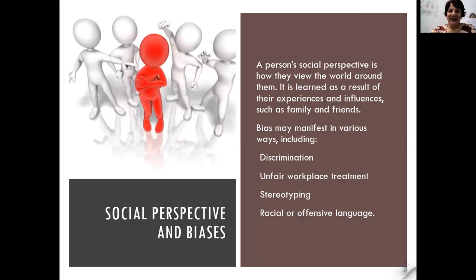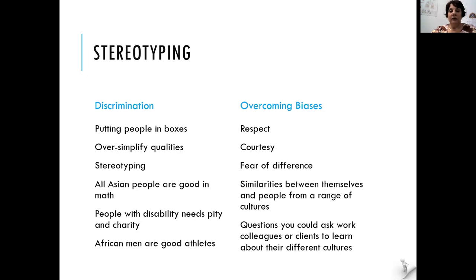So then there's the biases. This is an interesting one. Another big question is to identify some biases. This is a perspective of the world around them, and as a learner, the result of experience and influences from family and friends. Biases may come in different ways. That includes discrimination, unfair work treatment, stereotyping, racial and offensive language. Stereotyping is putting people in boxes, oversimplifying qualities, like saying all Asian people are good with maths, or all people with disability need pity and charity.